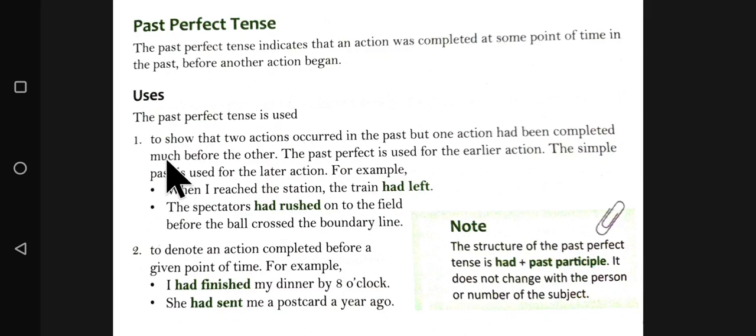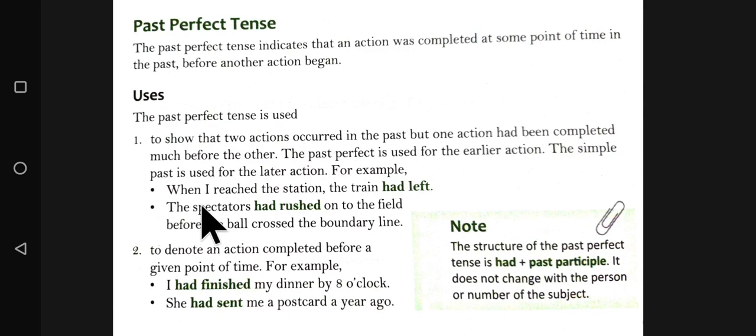Now, the first use of past perfect tense. Past perfect tense actually shows that two actions occurred in the past. So first of all, keep in mind, past perfect tense shows that two actions occurred or started in the past, and one action has been completed. Okay, out of two actions, one action had been completed much before the other. Now the past perfect is used for the earlier action.